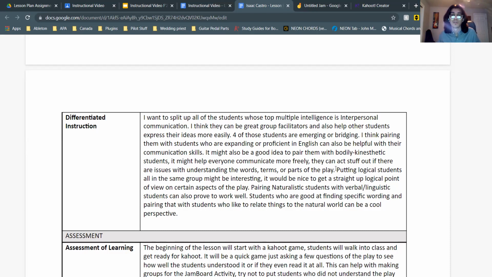I want logistical students all in the same group if you can, just because I think it would be interesting to see, and I'll have the names down for everyone. It'll be interesting to see how they think in a logical sense. And then naturalistic students with verbal and linguistic students could also probably work well, because some students are going to be really good at finding key details in the language that's used, the wording, phrasing, and stuff like that. And other students are going to be really good at applying that to real world situations or things that are very real that you can touch and feel.